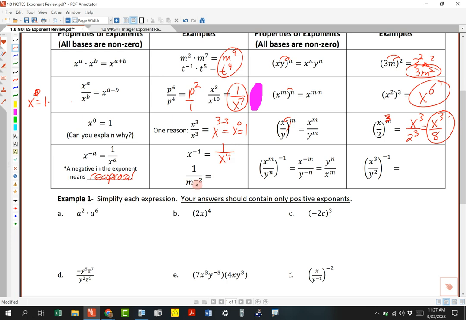By the same token, if we've got m to the negative 1 on the bottom, we're going to take that and we're going to move it to the top. So this is going to be m to the 2nd on the top. So in short, you can change the sign of the exponent by moving it from top to bottom or bottom to top. Okay? Now, I'm going to build on what Mason said just a second ago.